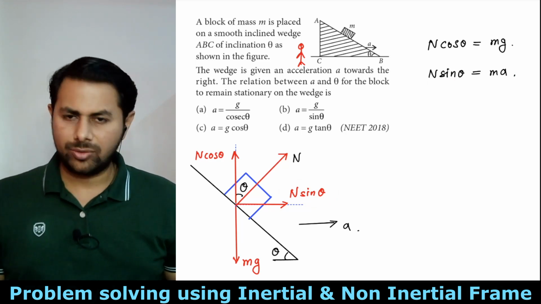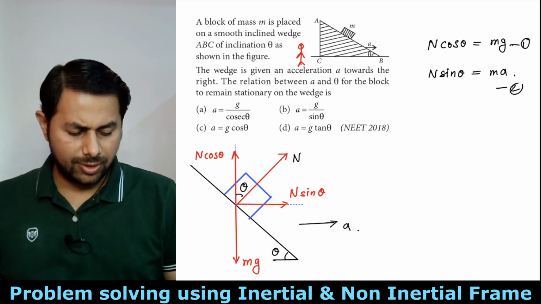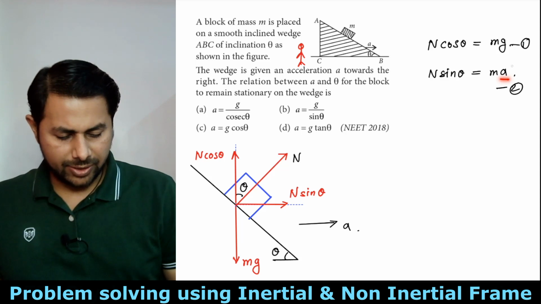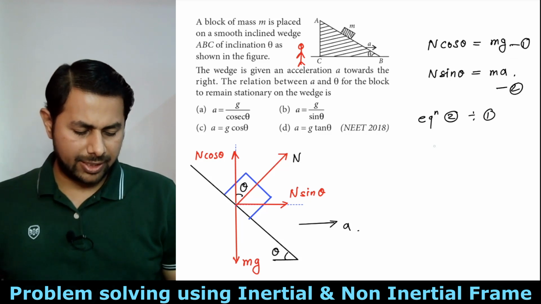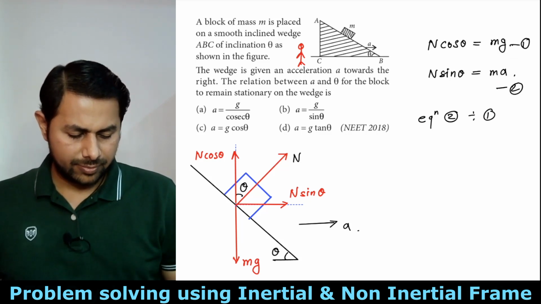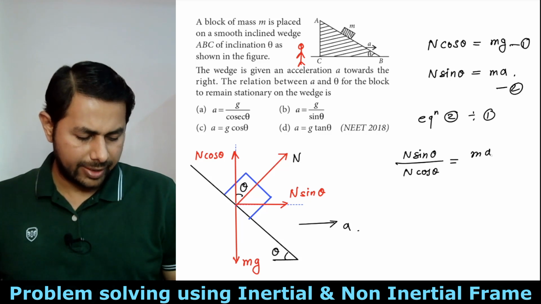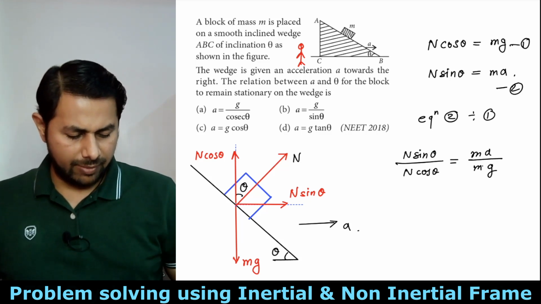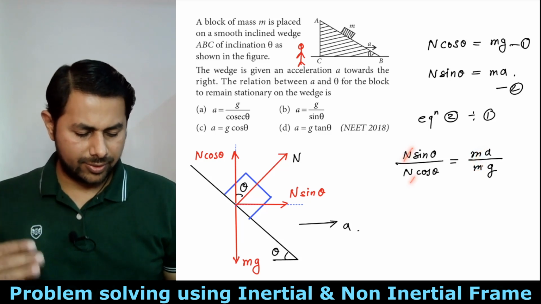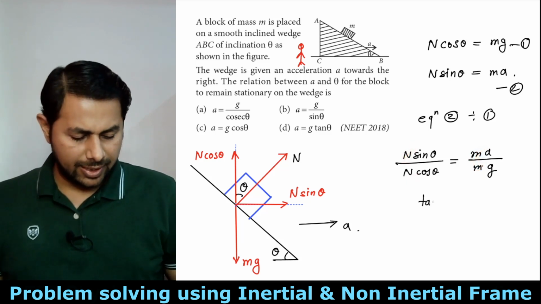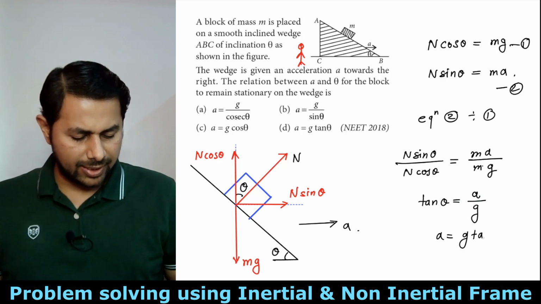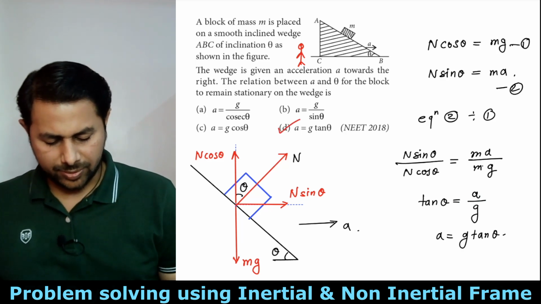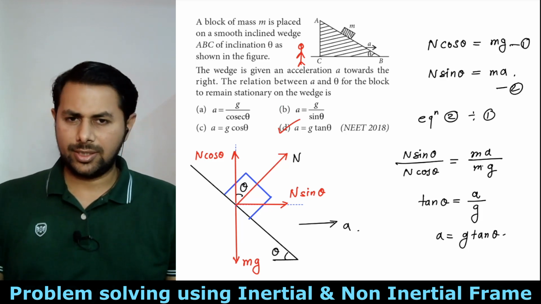We wanted to find out a, so this is equation 1, and this is equation 2. We can divide equation 2 by 1. On the left hand side, we get n sine theta divided by n cos theta, and that's equal to m times a divided by m times g. The m cancels out, then n cancels out. Sine theta by cos theta is tan theta. So tan theta is equal to a divided by g, and therefore a is equal to g tan theta. This is the answer, option D. This thing is clear.